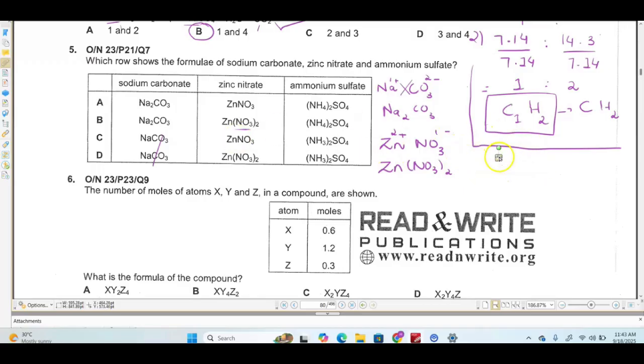Achha, for ammonium sulfate, you have to find the oxidation state for ammonium as well. So the oxidation state of ammonium is +1 and for sulfate it is SO4 -2. So crossing over the oxidation states, we have (NH4)2SO4. So this is the correct option for it. So here we have it, B. Achha. Moving on to the next question.